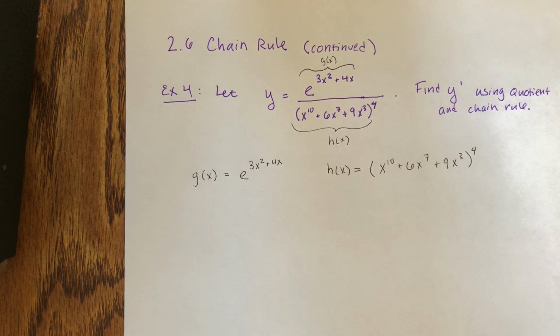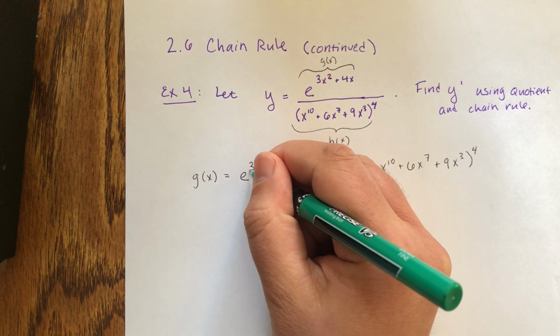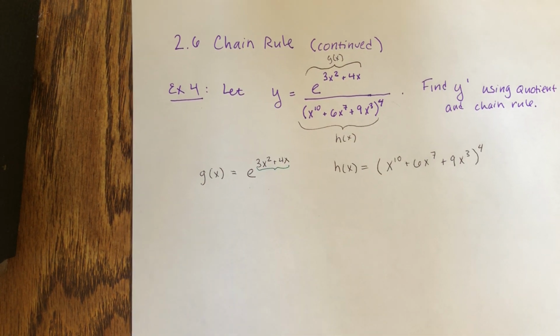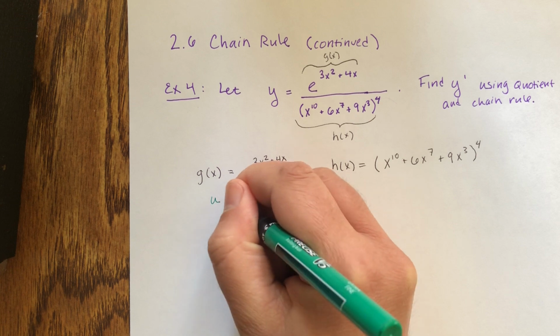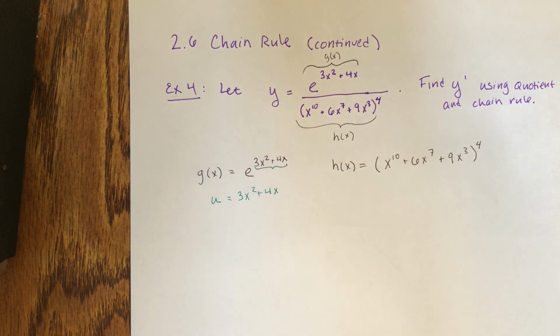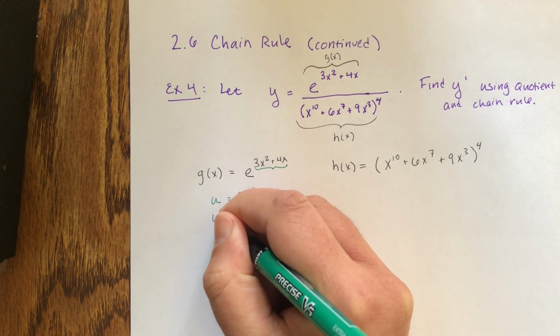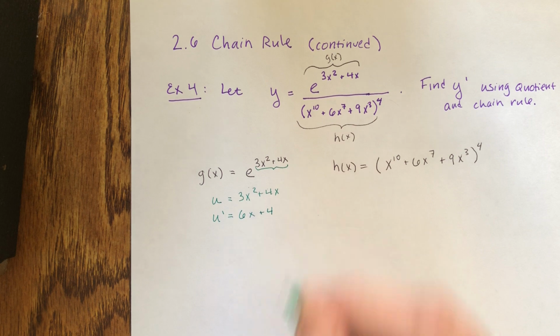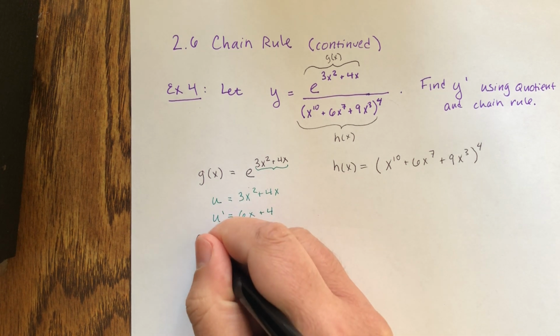So what we do here is we need to identify our inner function. In this case, our inner function, what's making this more complicated here is the exponent, 3x squared plus 4x, so that's going to be our u. The derivative of that would be 6x plus 4, okay?